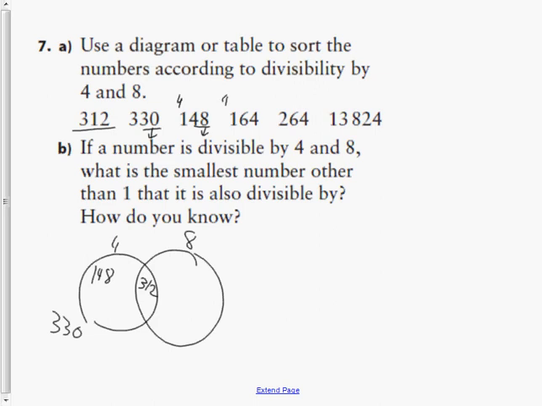164 is divisible by 4 because 64 is. Half of 164 is 82. Half of that is 41. I can't do it again. So 164 goes over here.